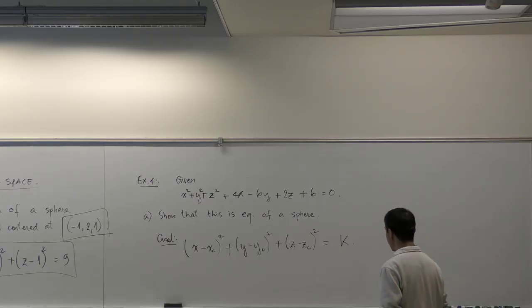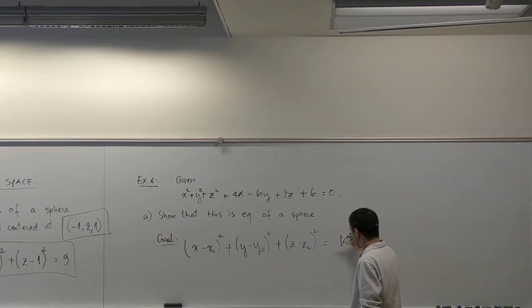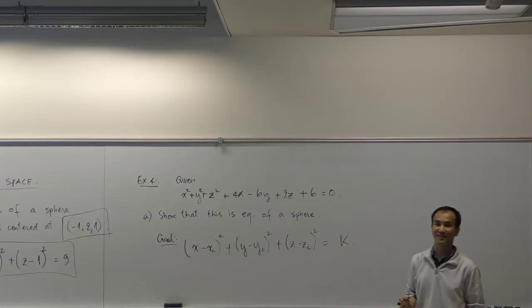I mean, technically it's a k squared. K squared, I mean, r squared again is just a constant, right? That's why I'm leaving it as a constant right here. Okay?